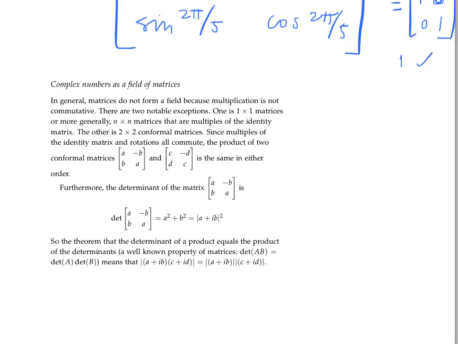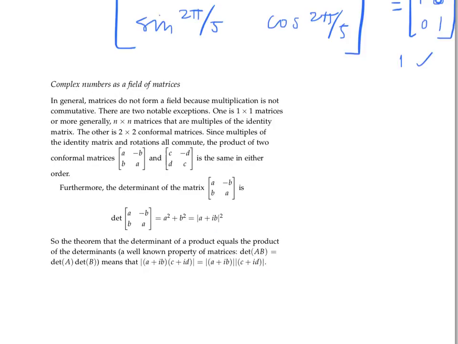Now, we discussed when we first introduced matrices that the matrices do not form a field in general because multiplication is not commutative. If you swap the order, you really may get a different answer. But there are two notable exceptions, and one is 1 by 1 matrices, or more generally n by n matrices that are multiples of the identity matrix, and the other is 2 by 2 conformal matrices. So since multiples of the identity matrix and rotations all commute, the product of two conformal matrices is the same in either order.